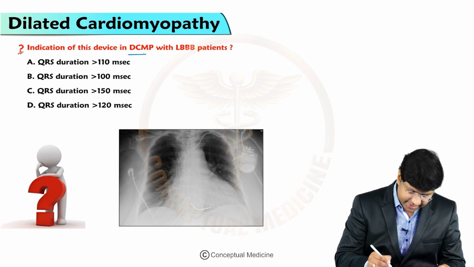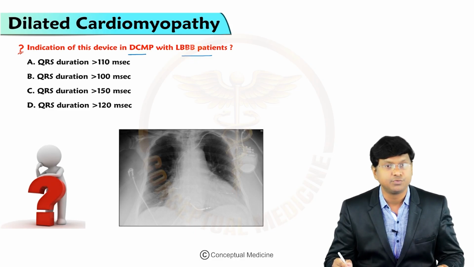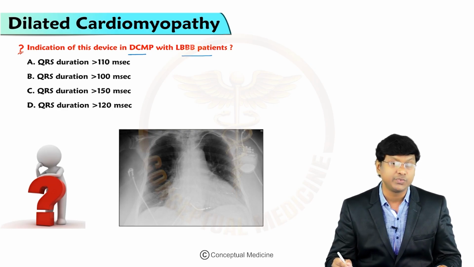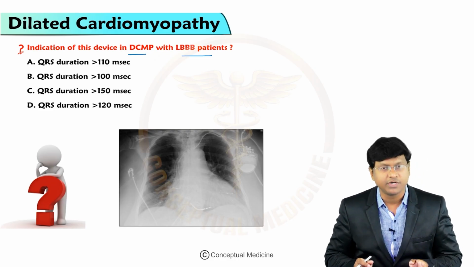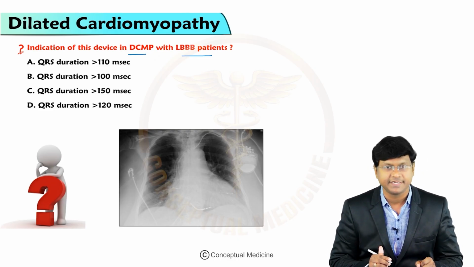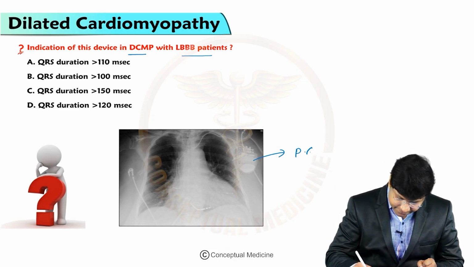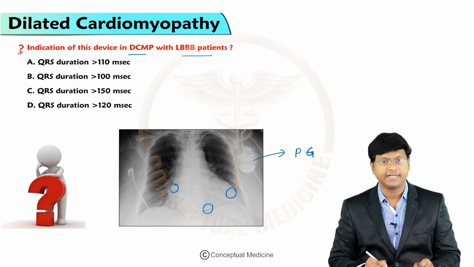Indication of this device in dilated cardiomyopathy with left bundle branch block: QRS duration more than 110 milliseconds, more than 100 milliseconds, more than 150 milliseconds, or more than 120 milliseconds. Now, first of all, you need to identify what is this device that is placed in patients with dilated cardiomyopathy. See, you have a PG, that is pulse generator, and you have three leads. One lead is in the right atrium, the other lead is in the right ventricle, the other lead is in the lateral wall of the left ventricle.